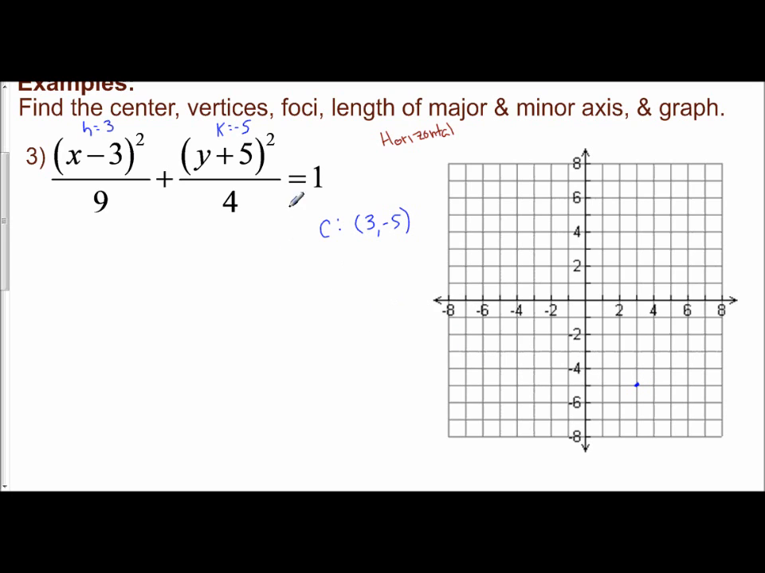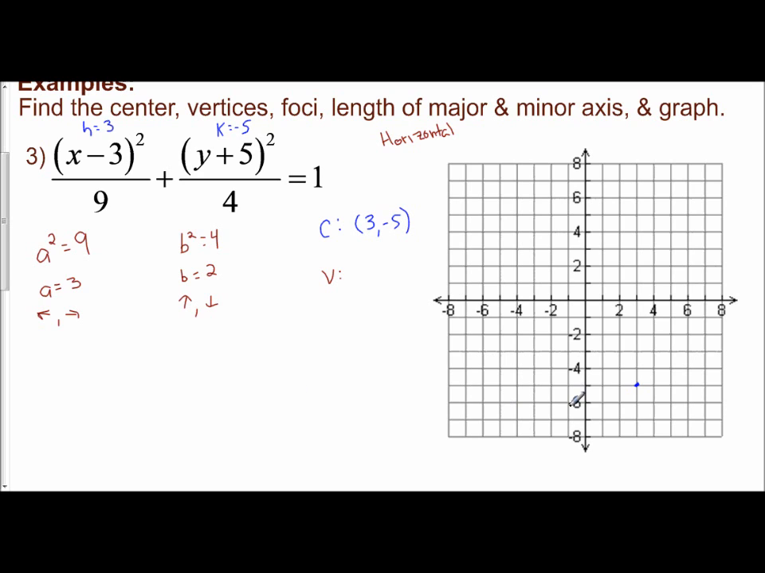And now I go for my vertices. If you want to use the formula for the vertices, you can. I prefer to learn the concepts. What you do is find your a value. So a squared is 9, which means a is 3. And you find your b value. b squared is 4, which means b is 2. Remember, a represents the distance from the center left and right to the vertices, and b represents the distance from the center up and down to the vertices.